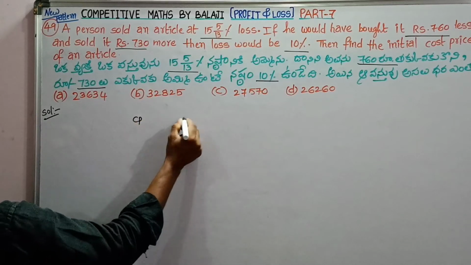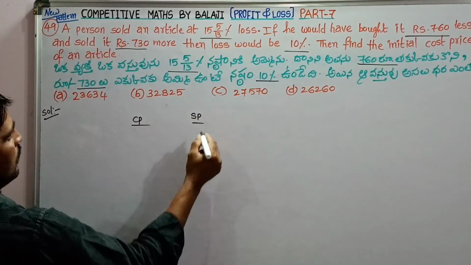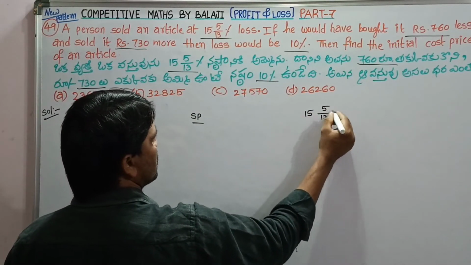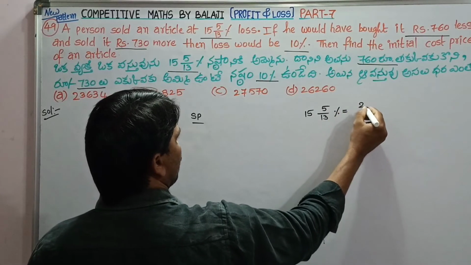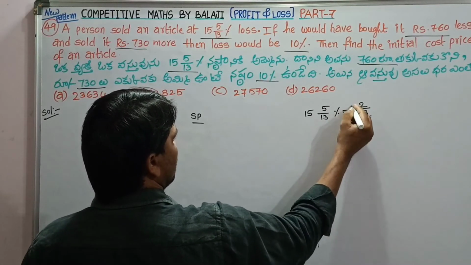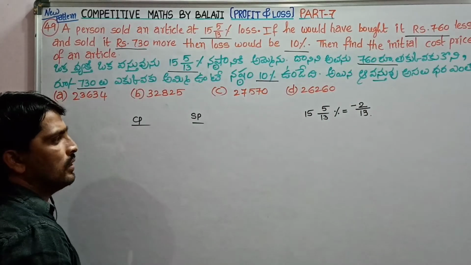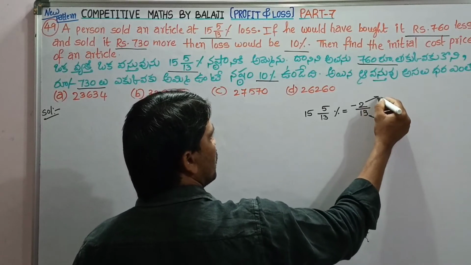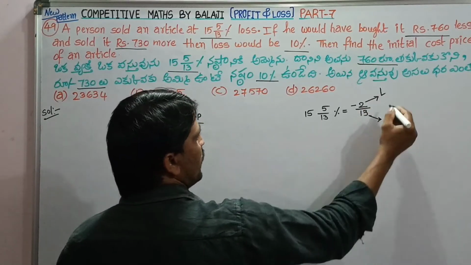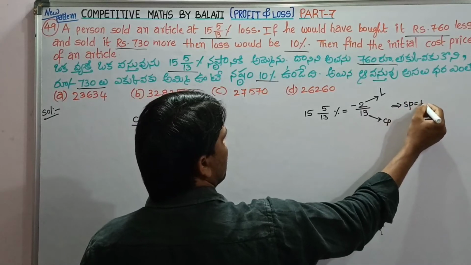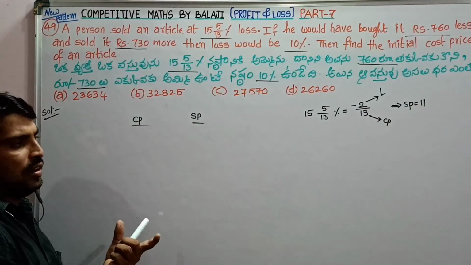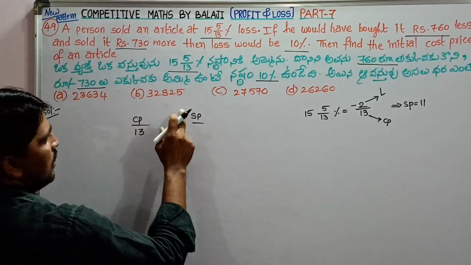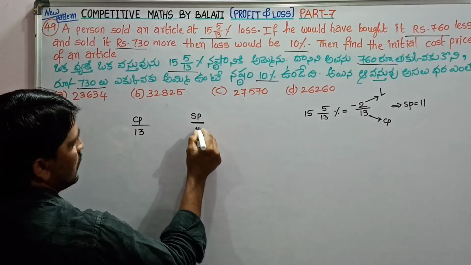Right, CP, SP. Given that loss is 15 whole 5 by 13%, the fraction value of 15 whole 5 by 13 is 2 by 13, which is loss, so minus 2 by 13. That means if cost price is 13 units and there is a loss 2 units, in this case selling price is 11 units. CP minus loss is selling price. So when CP is 13 units, there is a loss of 2 units, so SP becomes 11 units.